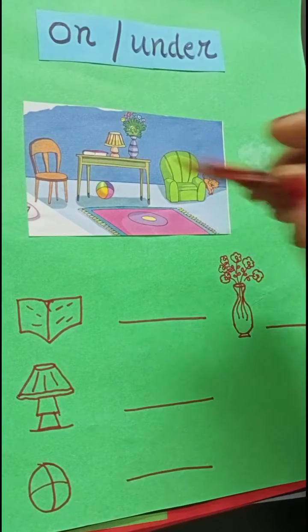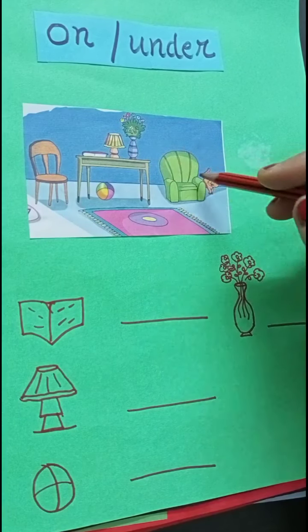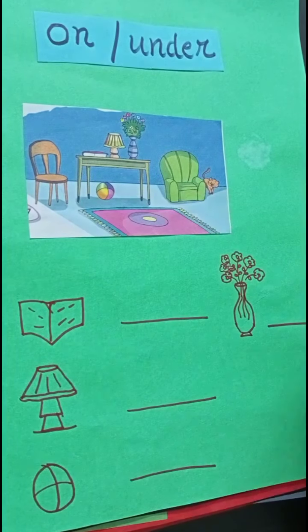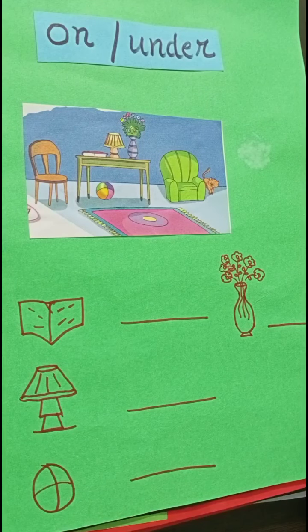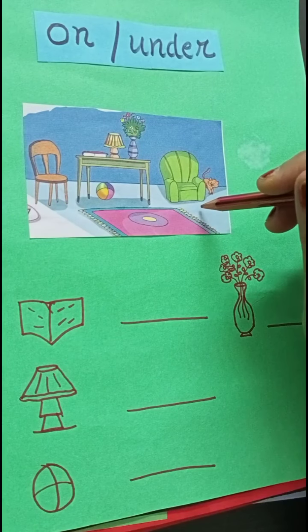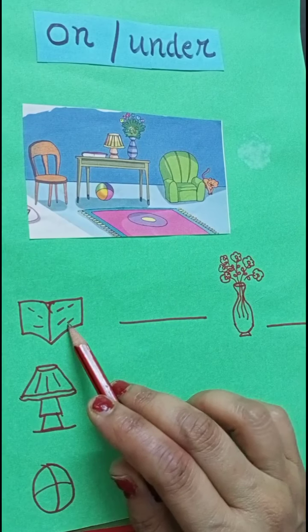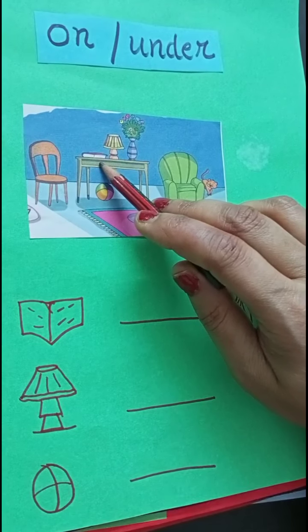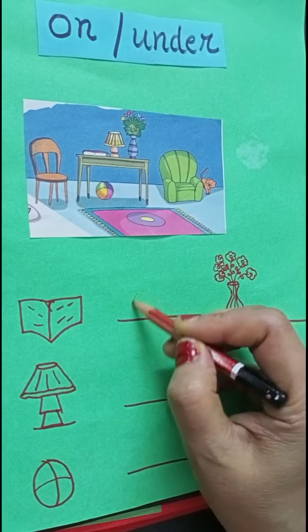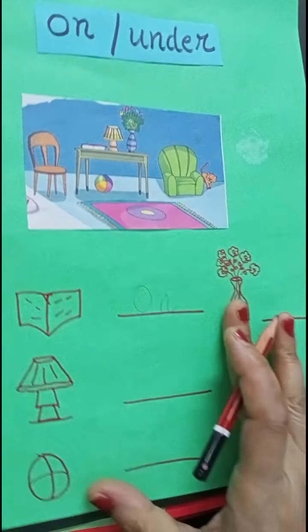On, under. So few things are kept on the table and one thing is under the table. Under मतलब नीचे, on मतलब ऊपर. Look at the picture carefully and tell me, book. Is this book on the table or under the table? The book is on the table. So we can write on here.